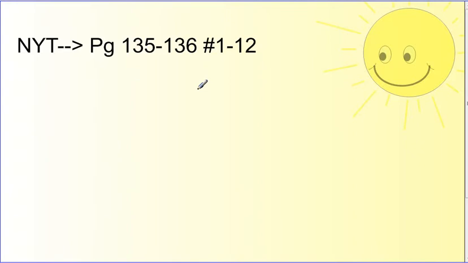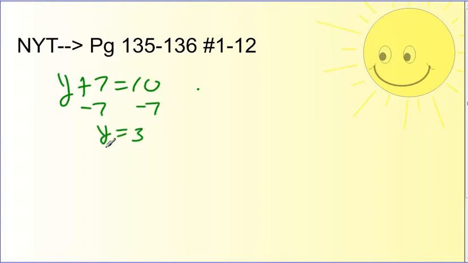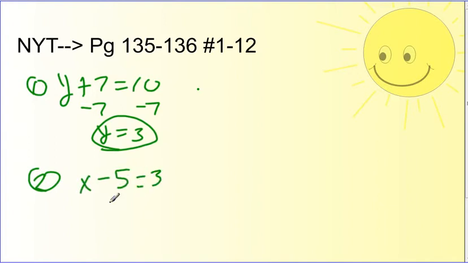Alright, let's see. I'm looking at the textbook, so I'm just reading the problems as we go through. So the first problem here says y plus 7 equals 10. So you minus 7, y equals 3. Let's see, that's number 1. Number 2 says x minus 5 equals 3. So you add 5, x equals 3 plus 5 is 8.